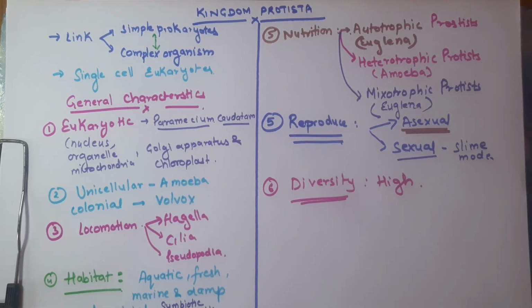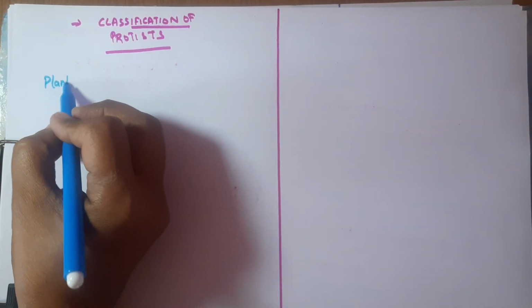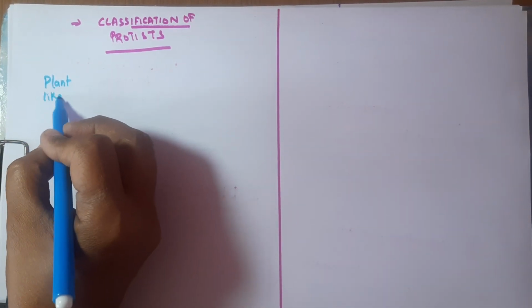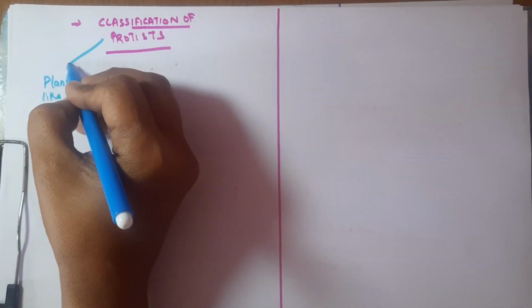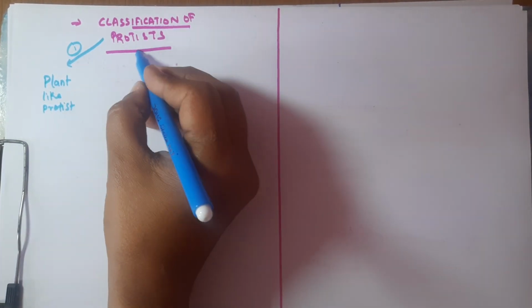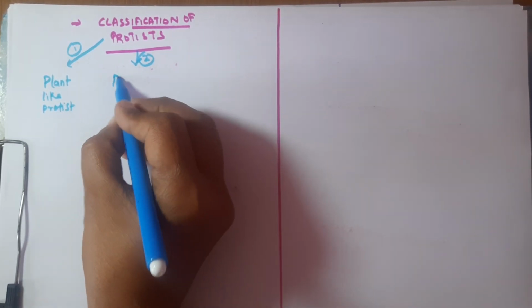Now we will learn about the classification of the protists. Basically protists are divided into three types. The first one is the plant like protist. This is the first category. The second one is the animal like protist.